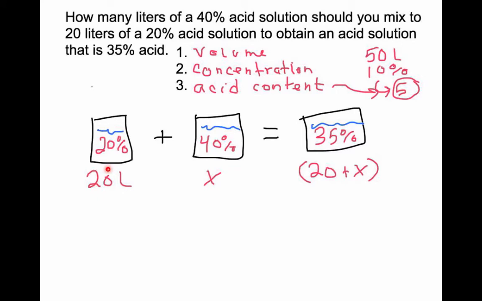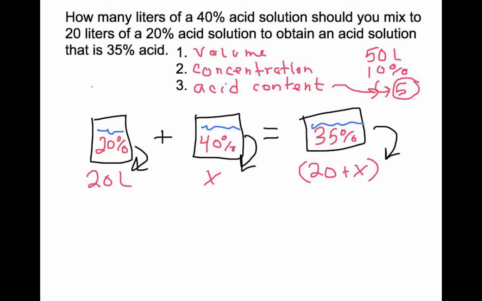So if I know this is 20% of 20 liters plus 40% of x liters, that needs to equal the acid content at the end. And that's essentially what I'm looking for. I'm looking to compare the acid content of this left-hand side of the equation with the right-hand side. So if I wanted to describe the amount of acid mixed together on this left-hand side, I can do that by multiplying 20% times 20 liters, 40% times x liters. And what I know is that better equal 35% of the total volume. And that's how we figure out and solve this problem.